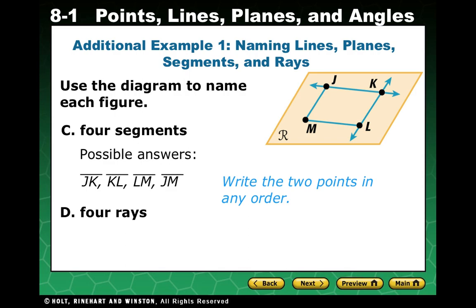4 rays, so starting at any endpoint or any point and going forever in one direction. So JK is one ray, starting with J and going forever in the K direction, or starting at K and going forever in the J direction, starting at K and going forever in the L direction, or starting at L and going forever in the K direction. These ones, it does matter the order that you write it. The first letter that appears needs to be the endpoint.